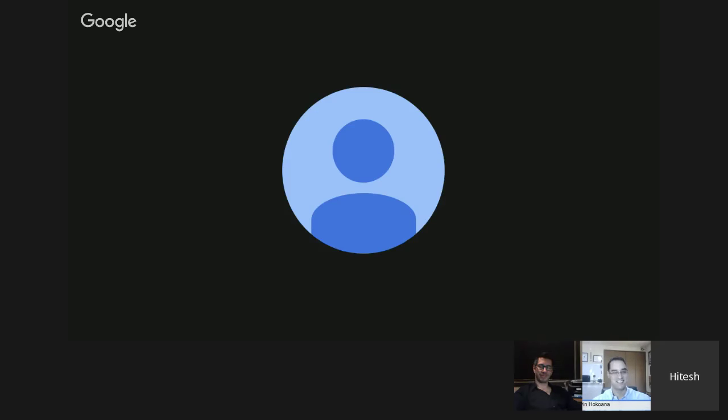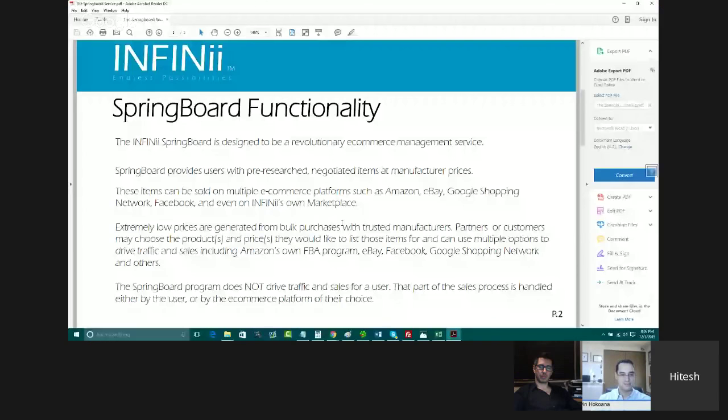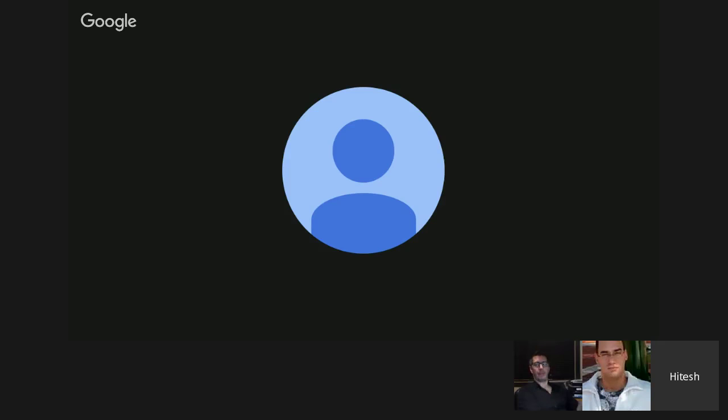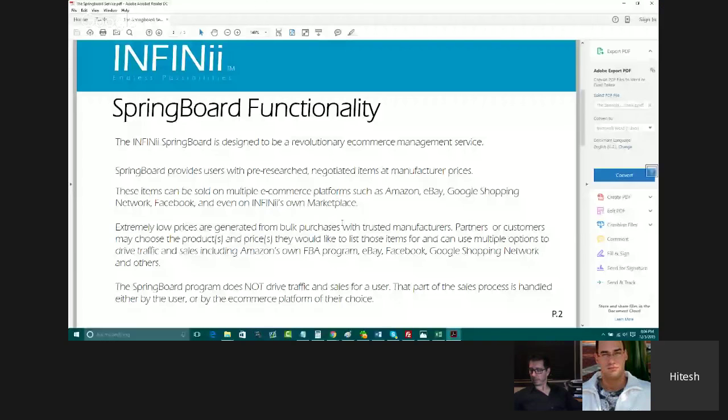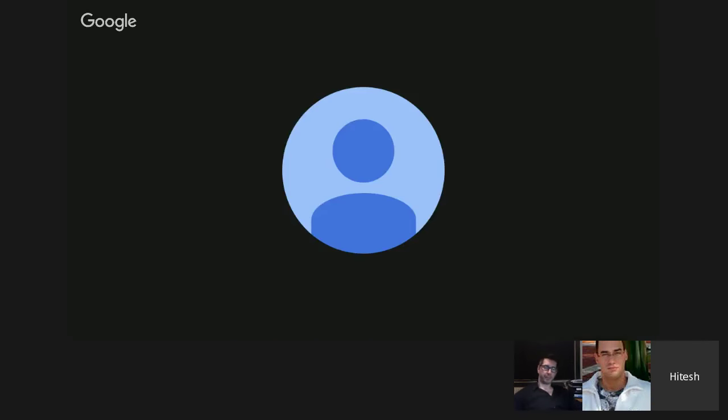But Springboard is a pretty awesome e-commerce management service. The way it works is straightforward. We go ahead and research some items. We have an awesome team of people who negotiate the items with the manufacturers on the pricing and how much quantity we can bring in and so on. These items can be sold on multiple platforms. You can sell them on Amazon, on eBay, on Google Shopping Network, on Facebook, and Infinii has its own marketplace, which we will touch upon in a short time.